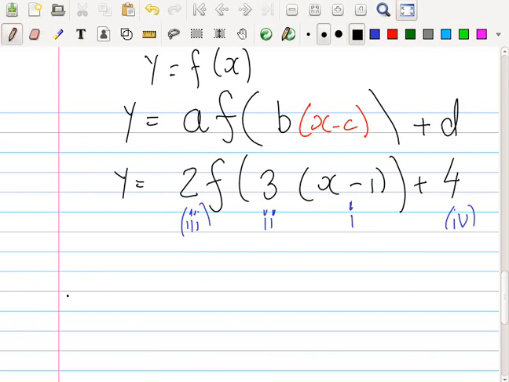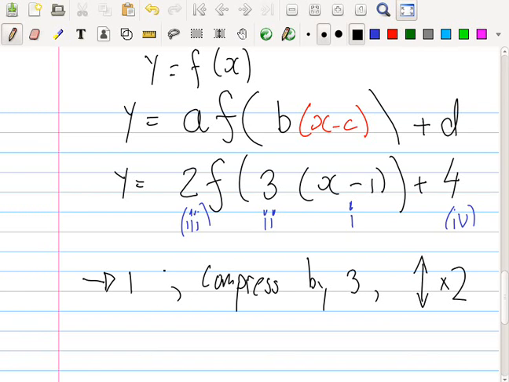So what do we think should be the order here? First we move it to the right 1 unit, yes? And then we compress, how much? By 3. And then next we multiply the height by 2. You don't need to write this line down just yet because we're not sure if it'll work. We have to look and derive. And then the last thing we do is we increase the height by 4. So let's see what happens.